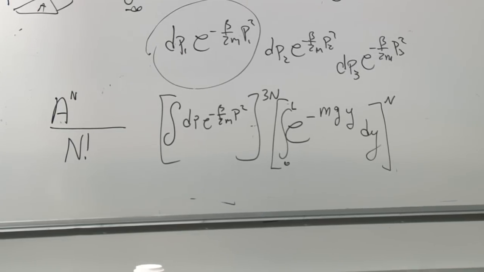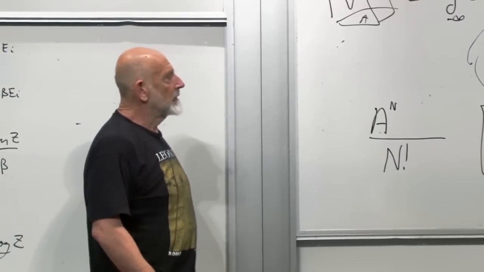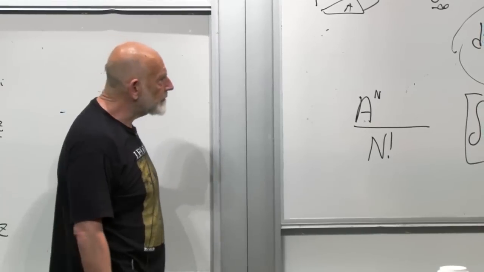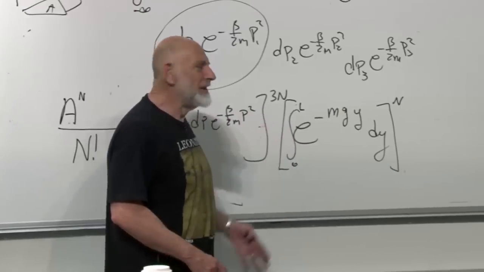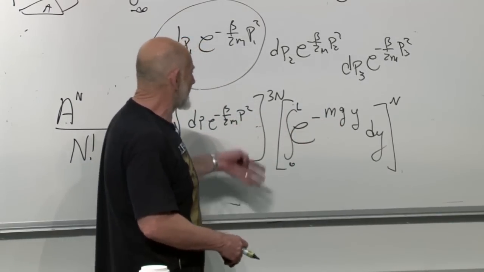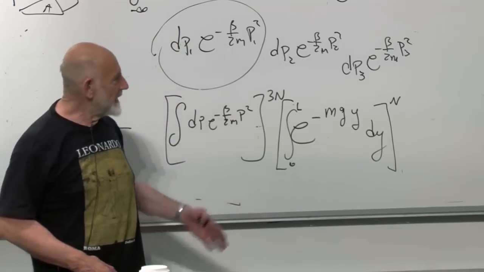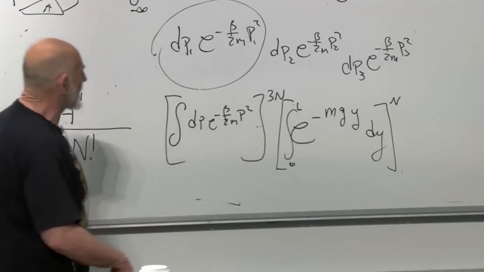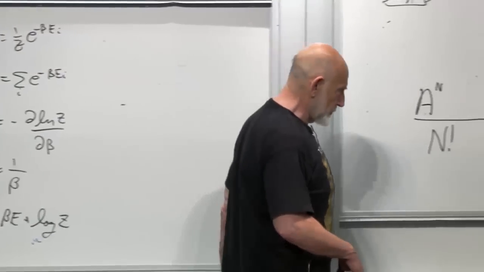What's the integral of e to the minus mgy dy? One over mg. I'm going to let you do this. No, it's easy. The integral of e to the minus mgy is minus 1 over mg e to the minus mgy. But you have to evaluate it between the two limits, and this two terms, so it's a little bit of a nuisance. I'll let you do the nuisance work.